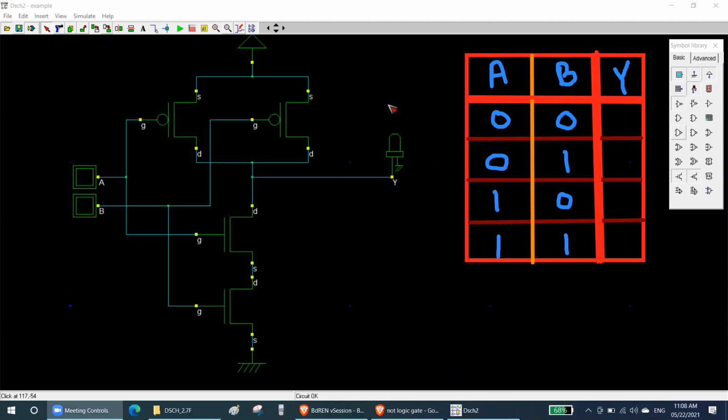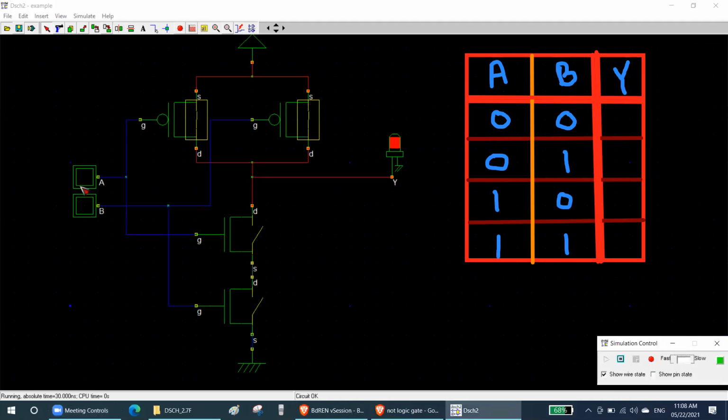For 0, 0, if I click run, you can see 0, 0. What is happening for 0, 0? This is 0, right? And this is also 0. So this 0 is going here. This 0 is also coming here. This 0 is going there. This 0 is coming here. Understood, everyone?